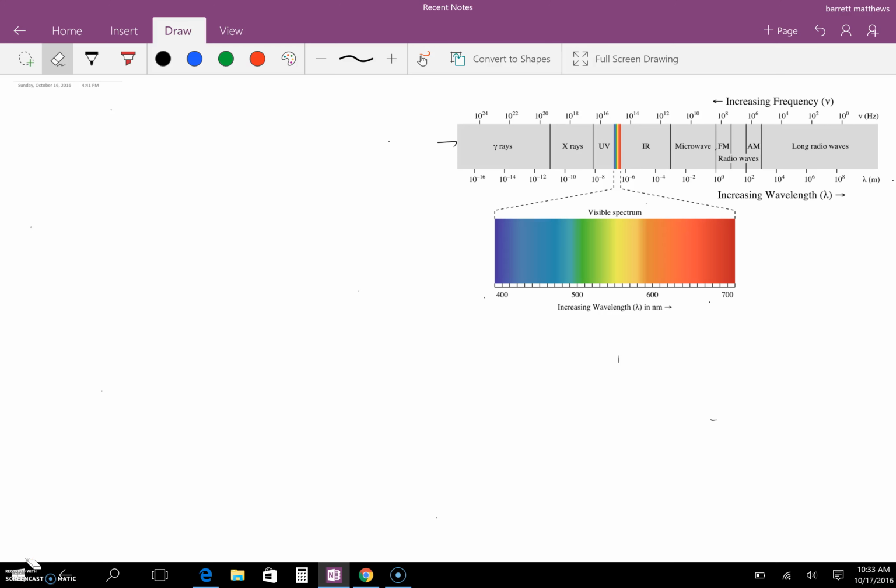Hey, welcome back. Let's take a look at light. Light has two different properties. One of them is a wave property, which we are very familiar with. And we know that because there is a giant spectrum here, we see, of waves.